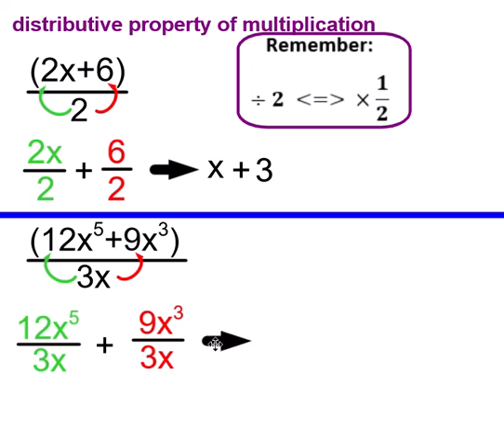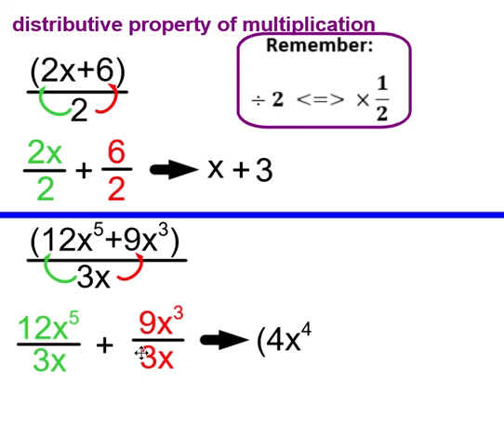Now, in order to come up with this answer, we have to remember our power laws for dividing powers of the same base. So in this case, x to the 5th divided by the lone x, which is x to the 1st, means we're going to subtract 5 minus 1. That's going to leave us with x to the 4th. 12 divided by 3 is 4, so the first part of our answer is going to be 4x to the 4th. Let's take a look at the second number.